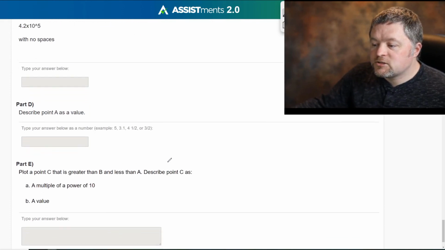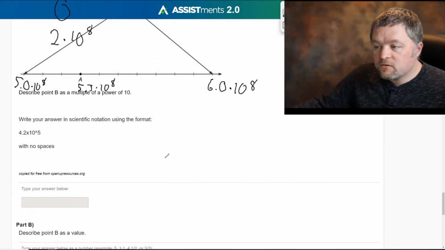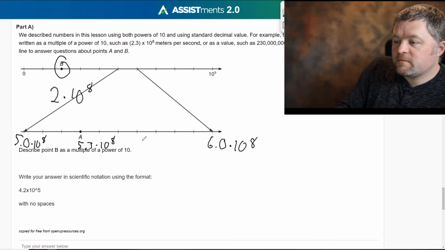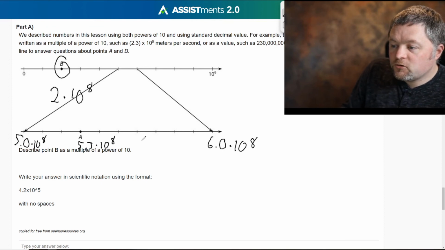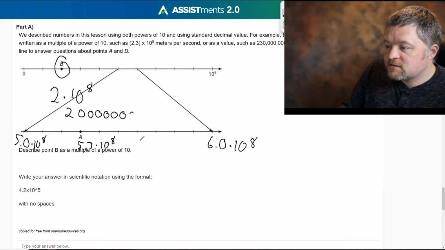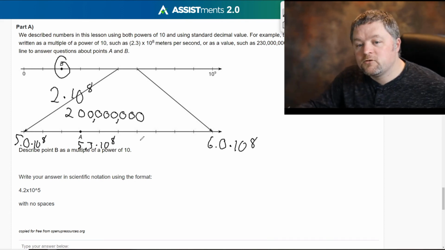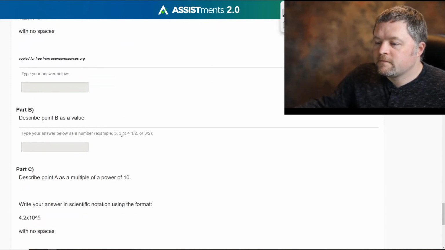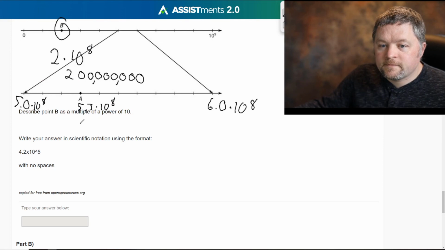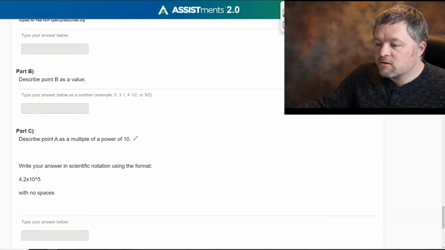Then it asks us to describe those as a value. 2 times 10 to the power of 8 means 2, and we move the decimal point 8 spots. So 2, 1, 2, 3, 4, 5, 6, 7, 8. Comma there, 200 million. I'm not going to show you this one. Give you a little bit of a challenge to do on your own.